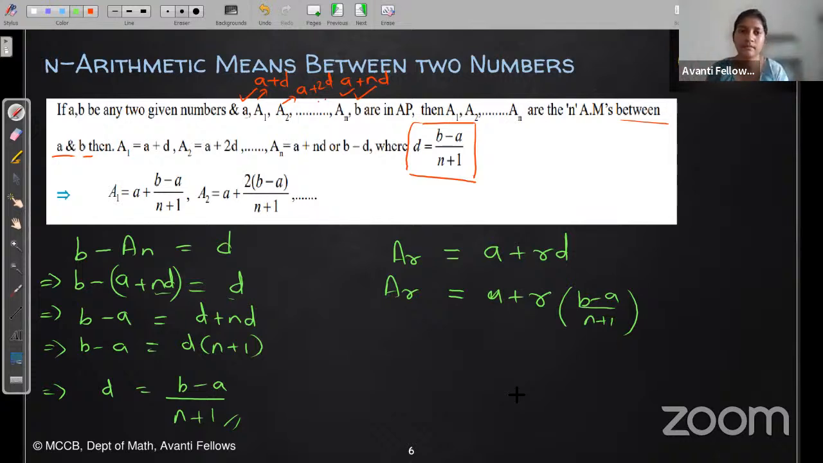Any doubt in this? Let me know if you have any doubt in the chat box. Please do text in the chat box. Well, next we'll move ahead. If no doubt, then we'll go to the next part. We'll go for the examples.